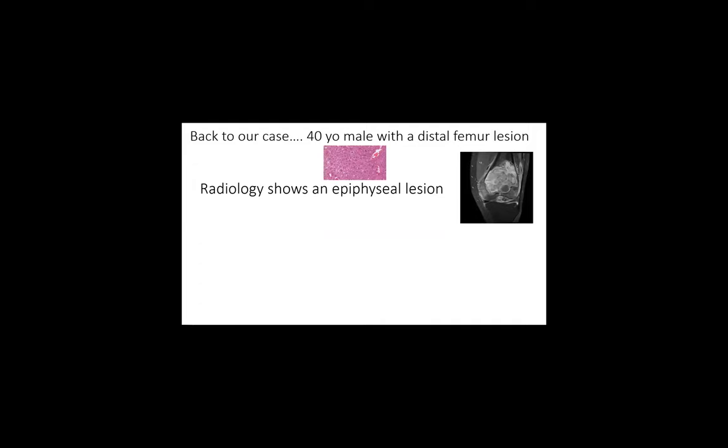Okay, so now we're going to go back to our case. It was a 40-year-old male with a distal femur lesion. The morphologic pattern was that of an evenly spaced giant cell rich tumor. Radiology showed an epiphyseal lesion. So again, if I go back to my basic differential of an epiphyseal lesion in a skeletally mature patient, I would think about giant cell tumor of bone or clear cell chondrosarcoma. And the morphology in this case is very compatible with giant cell tumor of bone.